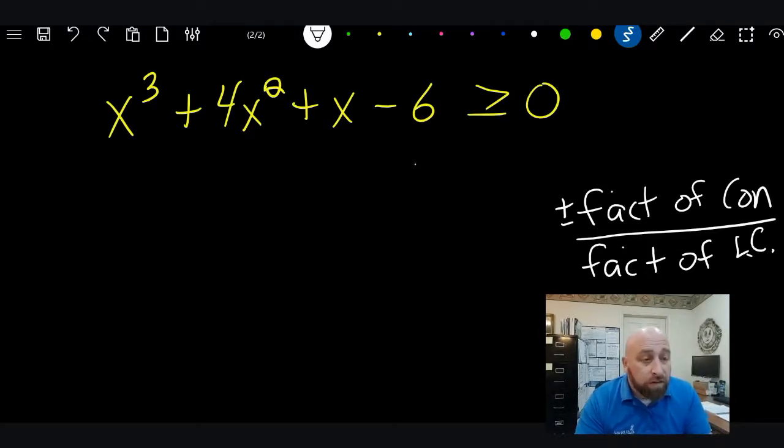So, what are the factors of the constant term? Well, we have positive, negative 1, positive, negative 2, positive, negative 3, and positive, negative 6, over 1. Well, that's good. I love it when the leading coefficient is 1. That makes me happy, because I can just get rid of it. Okay? And so these are my possible zeros.